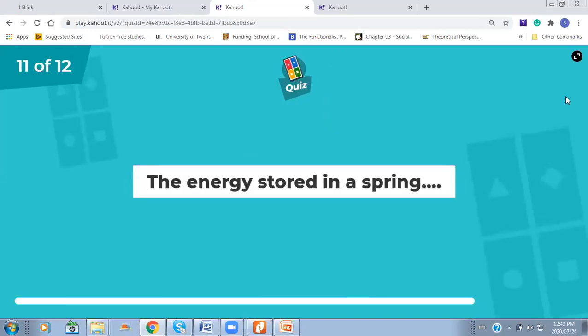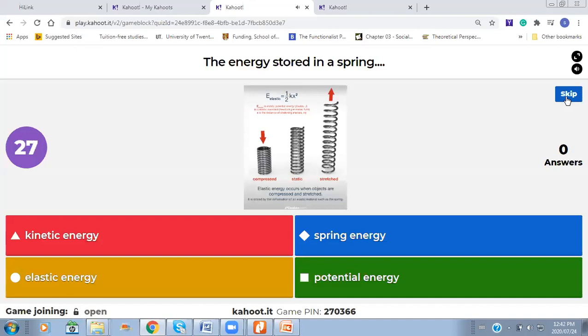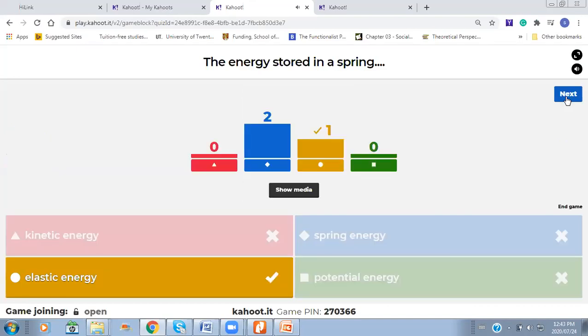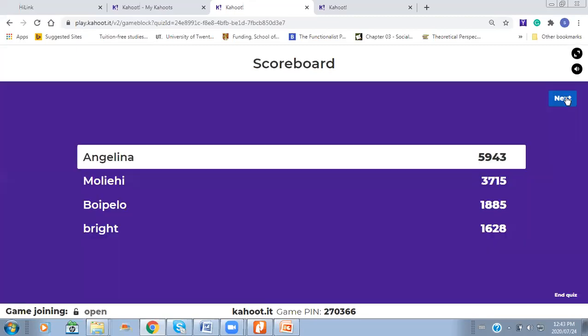The energy stored in a spring is known as what? Kinetic energy, spring energy, elastic energy, potential energy. Let's get going. Wonderful. Only one person got this right. Most of you answered spring energy. Sometimes you forget to look at the diagram. So when there is a question with an associated diagram, try to look at the diagram also. Let's go.